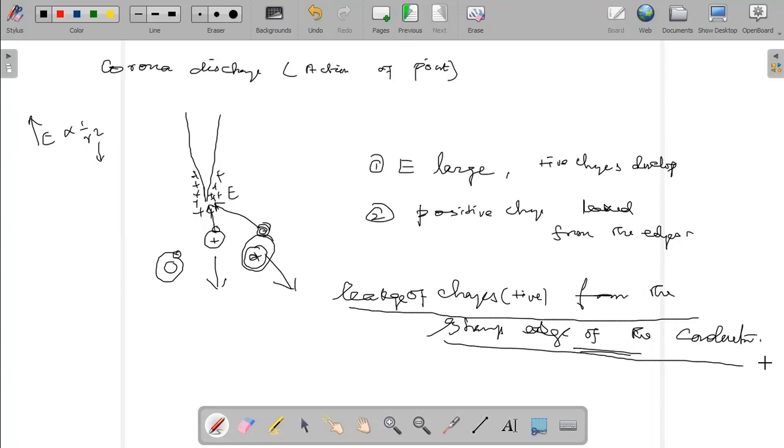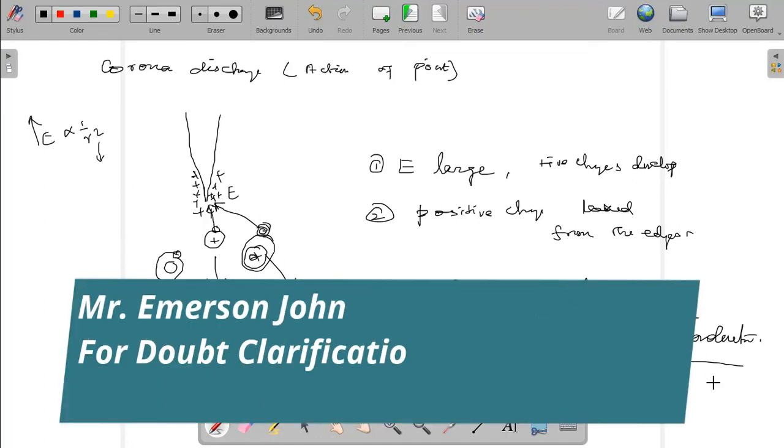Why were positive charges leaked out from the conductor? Because of the presence of neutral gas atoms surrounding it. The neutral gas atoms exist around the sharp edge, so the edge will attract the electrons because more positive charges are at the edges. So the electrons were attracted, meaning positive charges were leaked out. That's the meaning of it. Okay, thank you.